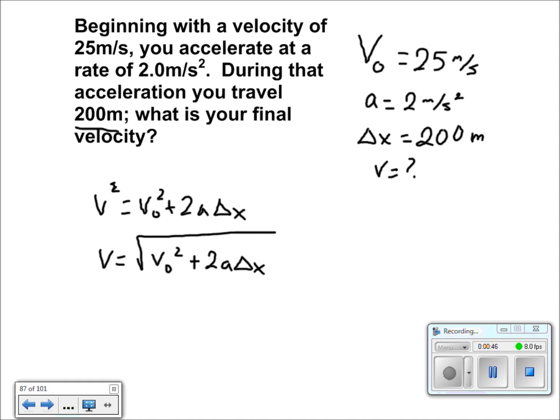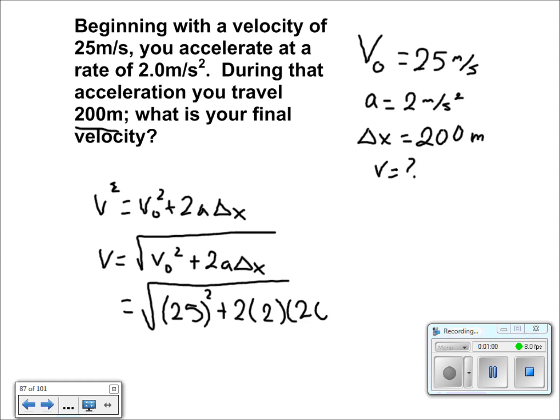From here, you can plug in all your values for v naught, which is 25 meters per second, for a, which is 2 meters per second squared, as well as delta x, which is 200. After multiplying this out, adding it, and then taking the square root, you can find your final velocity is equal to 37.7 meters per second.